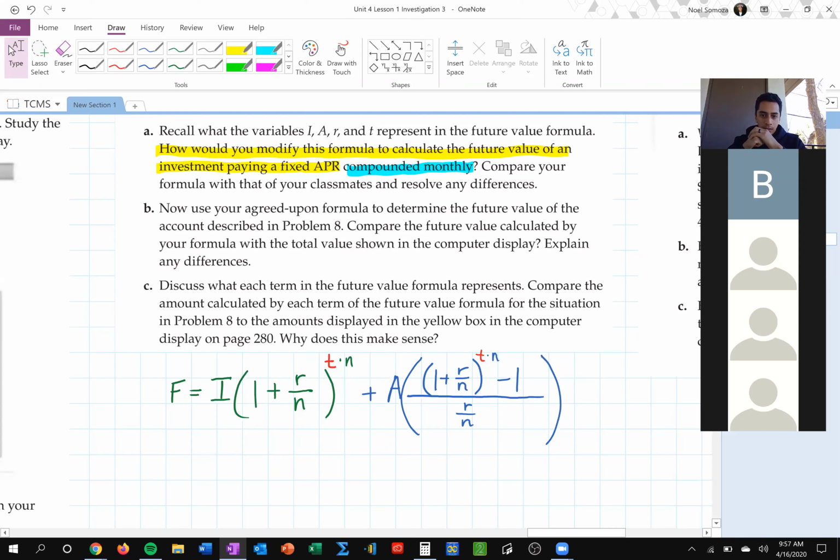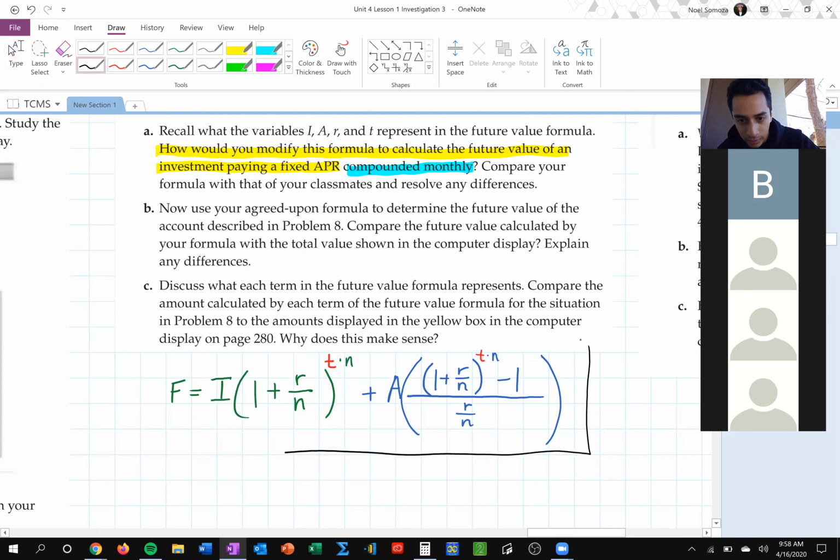Okay. All right, so then real quick, it's just asking us to compare the formula. Oh, no, we're not gonna do that. Just gonna compare the future value calculated by formula with the total value of the previous plan. Okay. And then compare the amount with the situation to the amount displayed in the elements. Okay, all right, we're not gonna do that because all of the answers are gonna be pretty much the same. Okay, but now we have this new formula which can be used in any situation.